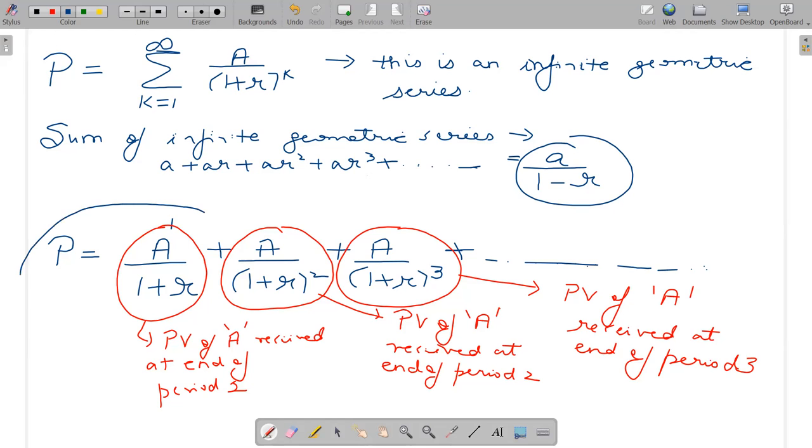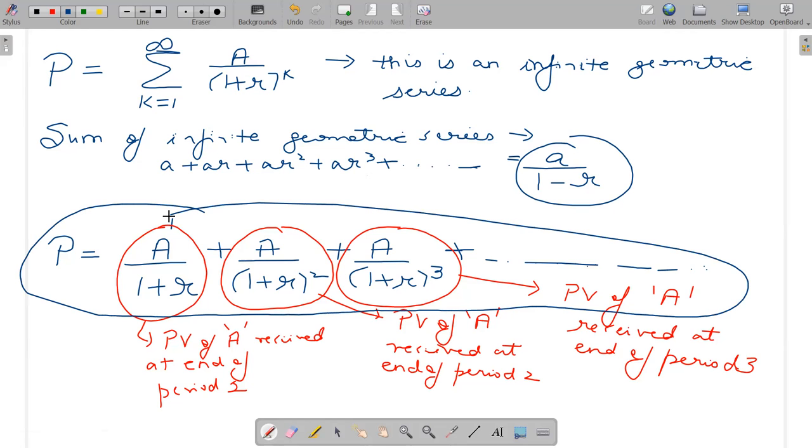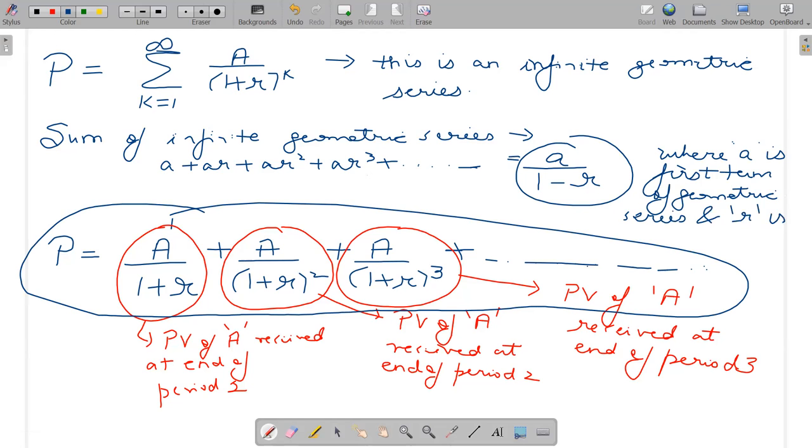Now, if you look at this whole expression for present value, what is your first term? A is the first term of the geometric series and R is the common ratio. Look at the formula for P. This is my A, and how do we find the common ratio for a geometric series? Divide the two terms. If I divide this by this, my common ratio is nothing but 1 upon 1 plus R.